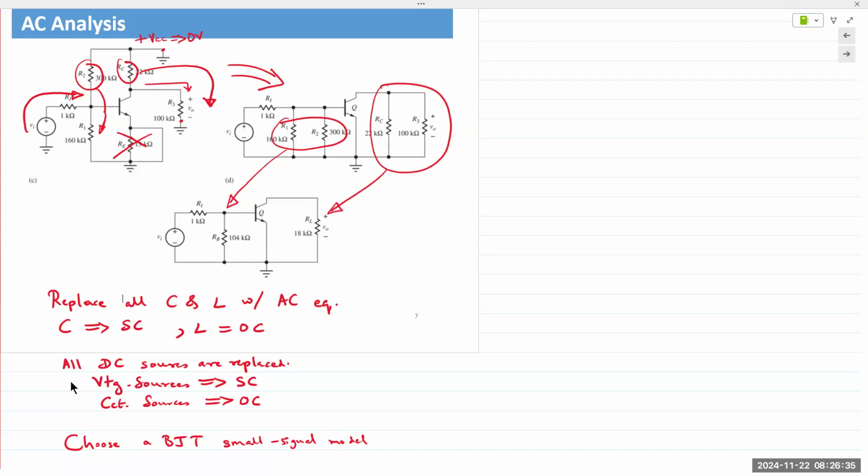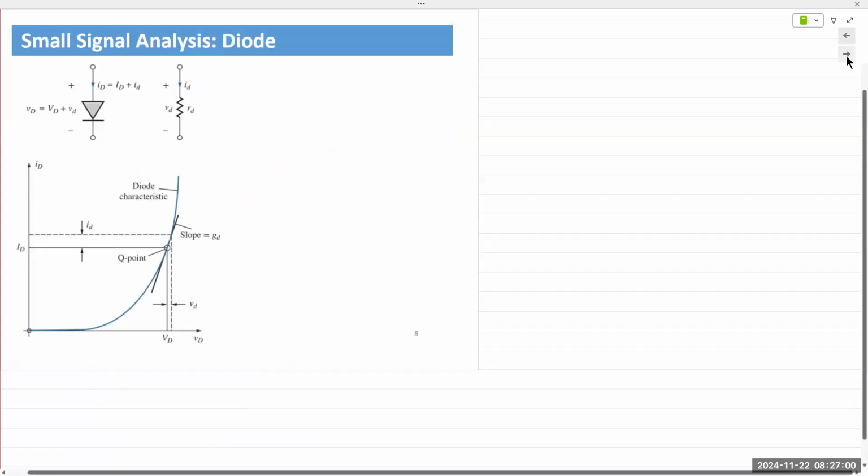So far, so good. Okay. All right. So then let's look at first the diode and then the BJT. What exactly is a small signal model and how small does it have to be?